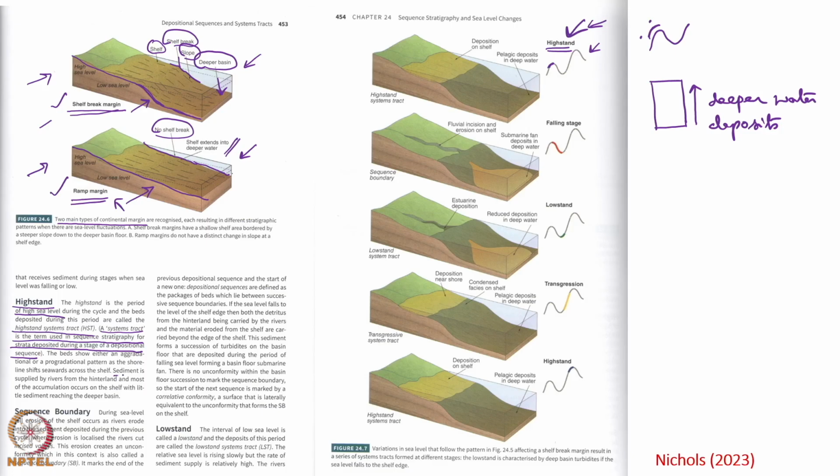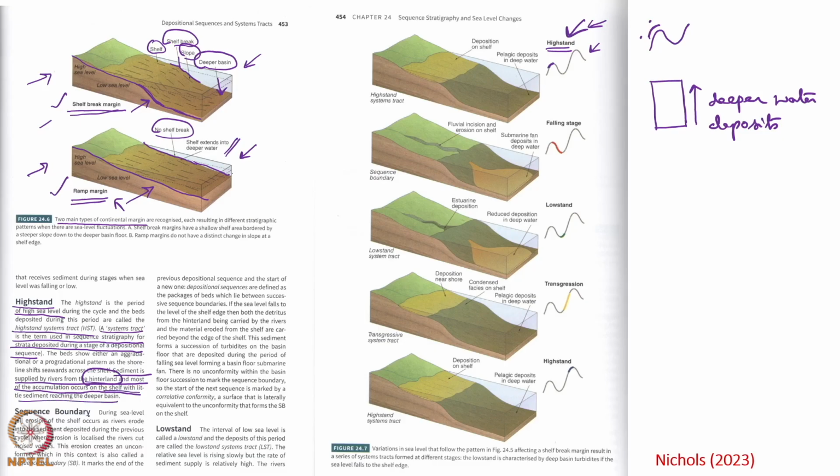During the high stand, sediment is supplied by rivers from the hinterland, meaning from the land portion, and most of the accumulation occurs on the shelf, with little sediment reaching the deeper basin.